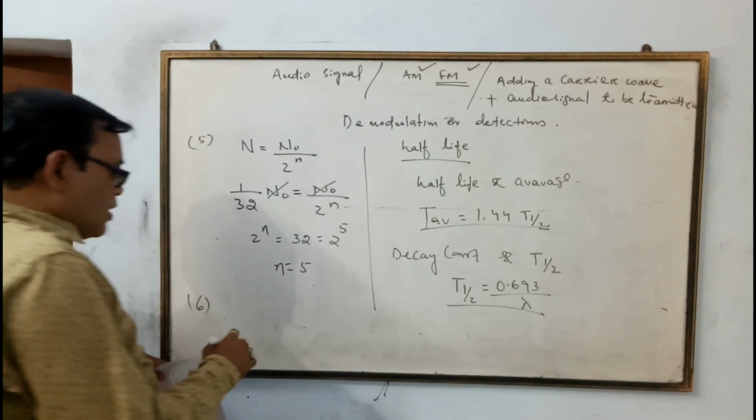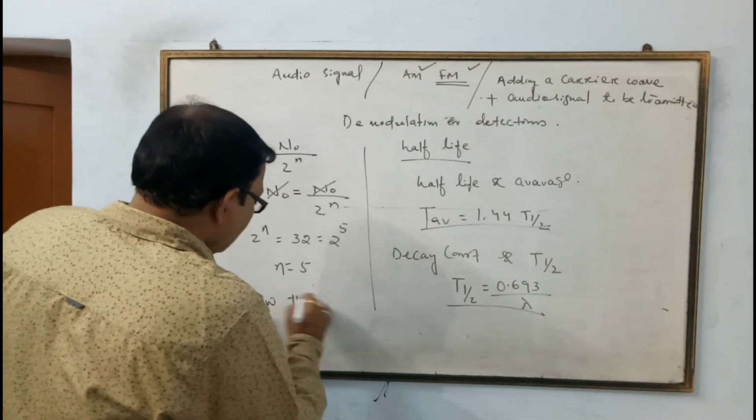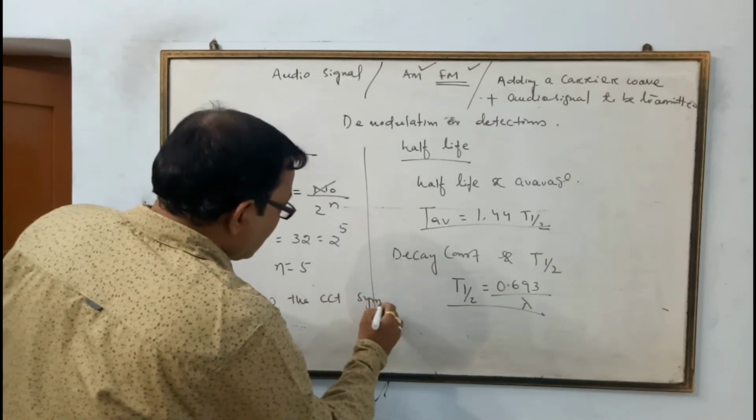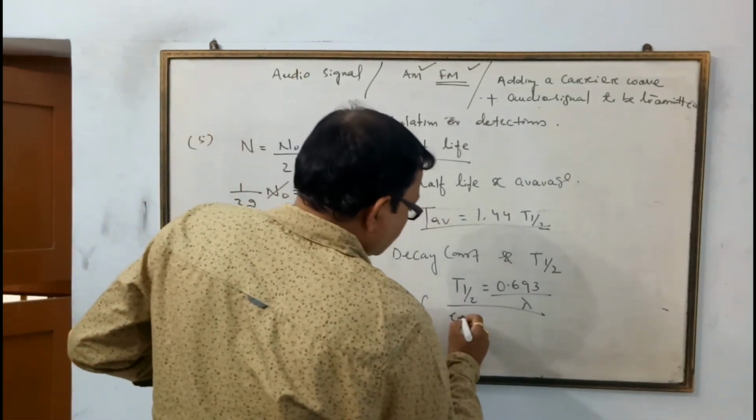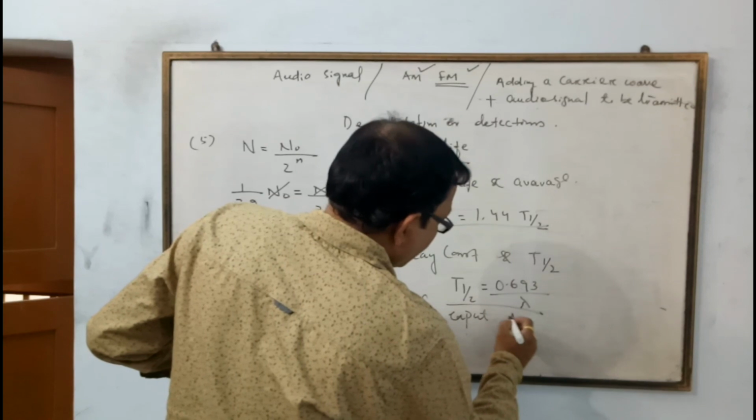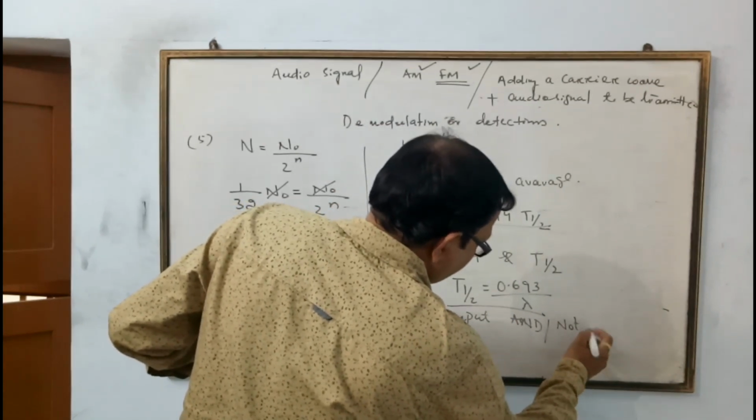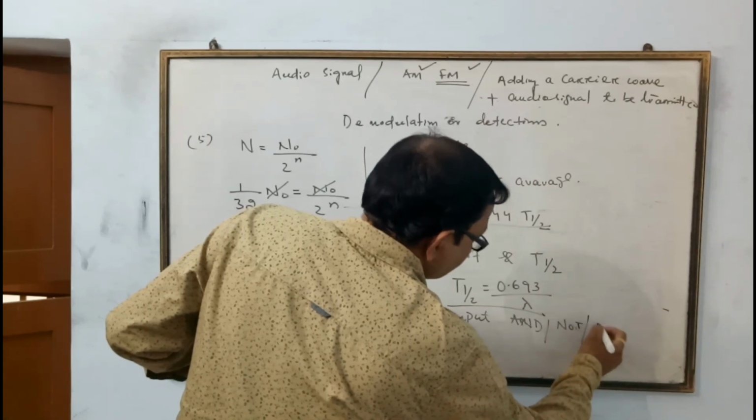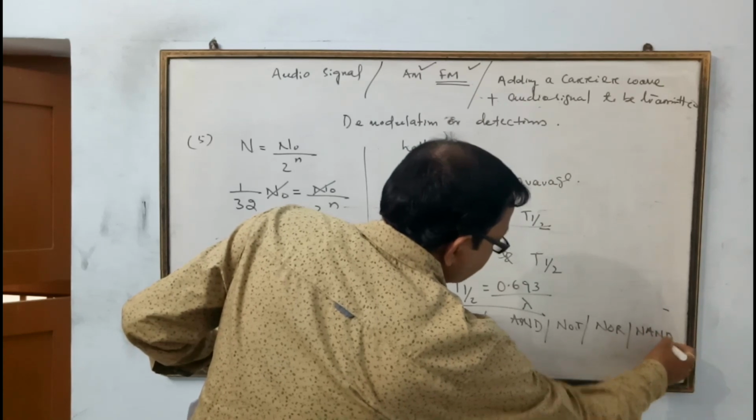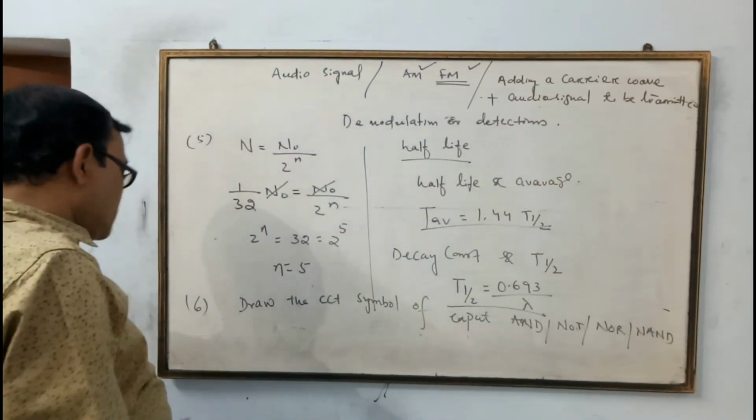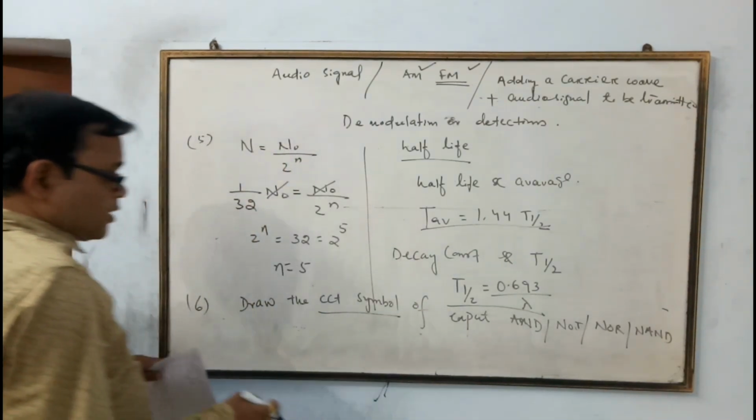Draw the circuit symbol of the input gates: AND, OR, NOT, NOR, and NAND. These gates, the circuit symbol as well as their truth table.